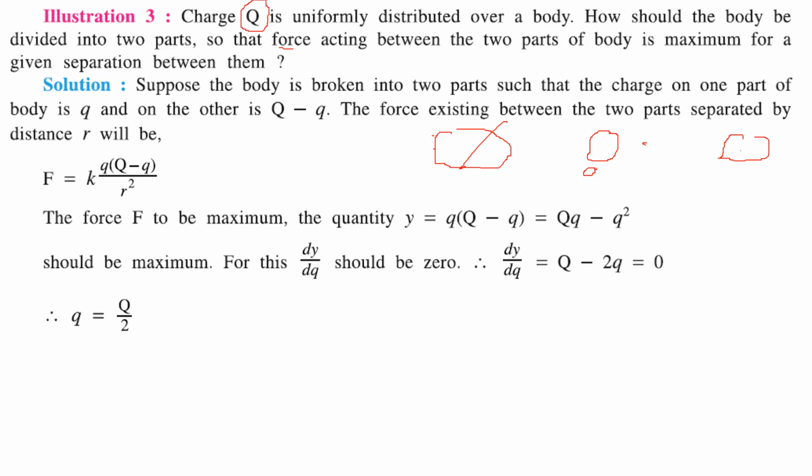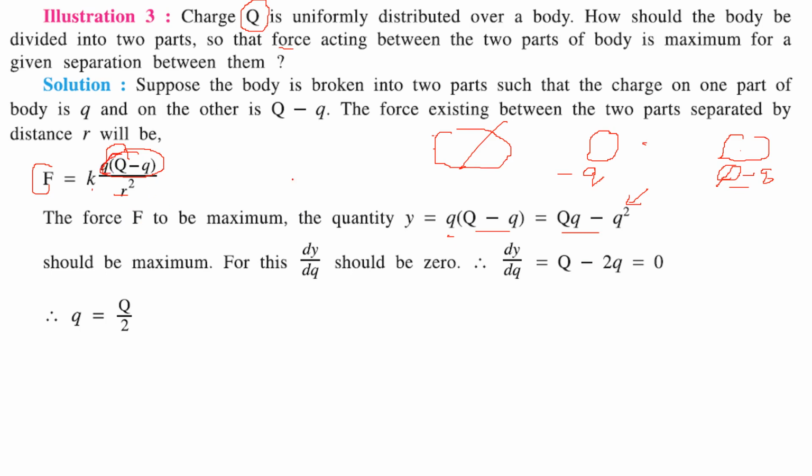If we say this has q charge, this will have Q minus q charge, right? So what will be the force? Force will be K q1 q2 by R square. So K into q into Q minus q by R square. But if we want this force to be maximum, this quantity has to be maximum.